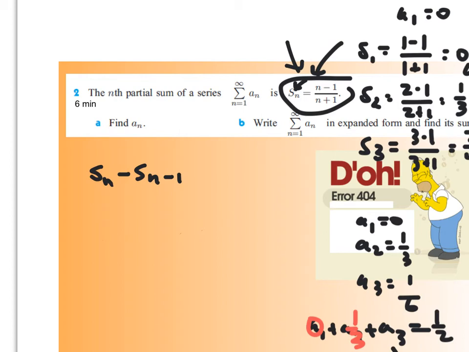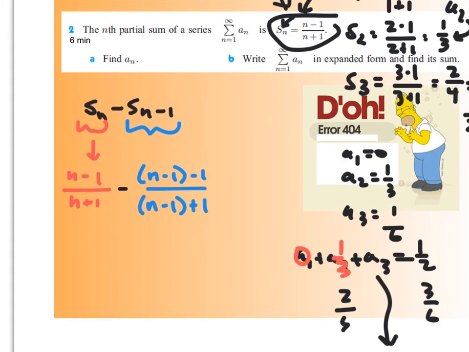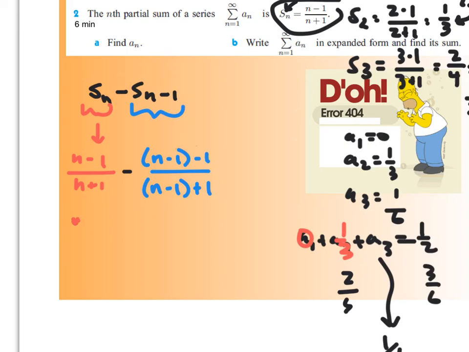So let's do that. So I plug directly in. That would be n minus 1 over n plus 1, which is just what we have. And I'm going to subtract the n minus 1th term. So that'd be n minus 1 minus 1 over n minus 1 plus 1. Well, if I simplify, nothing's changing here. But on the other side, I get n minus 2 over n. So I have to do some algebra.